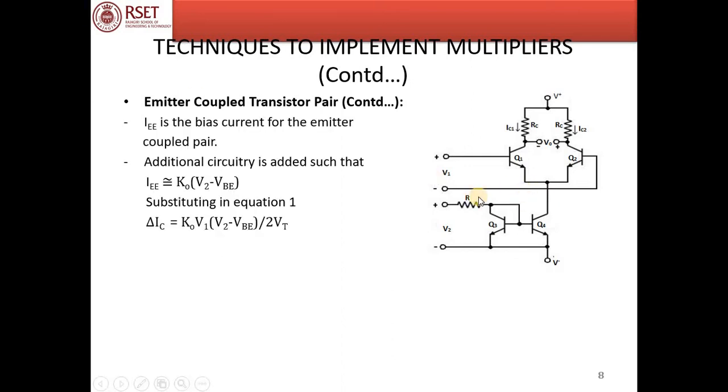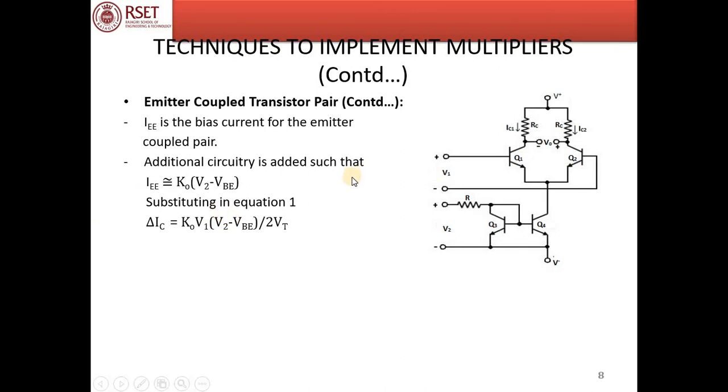So as I said, we are providing the second input voltage using an additional circuit in such a way that V2 minus VBE is proportional to the bias current of the emitter coupled pair IEE. KO is the proportionality constant. Now we are substituting this value of IEE in equation 1 in the previous slide. Then we get delta IC equal to KO into V1 into (V2 minus VBE) by 2VT. So we saw that delta IC is proportional to the product of V1 and V2.